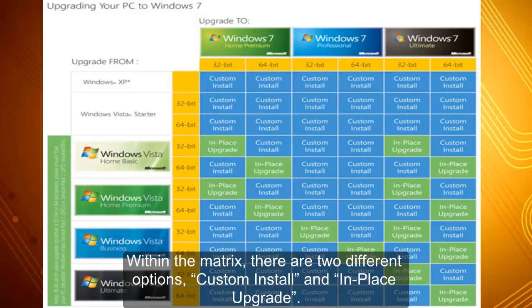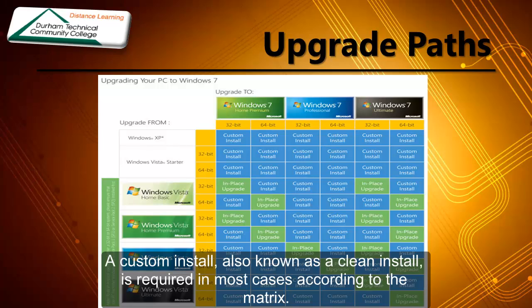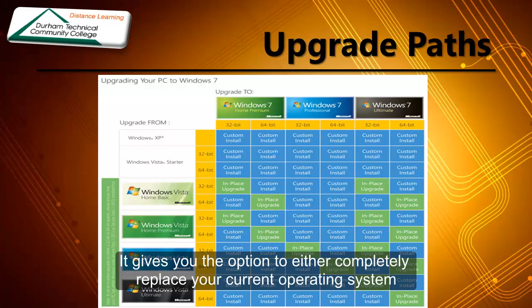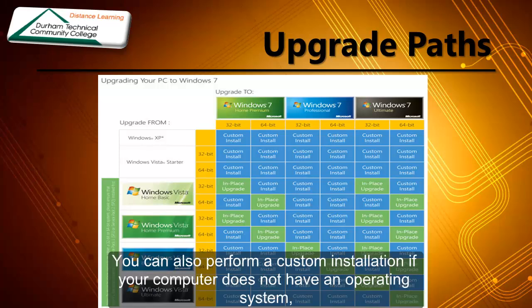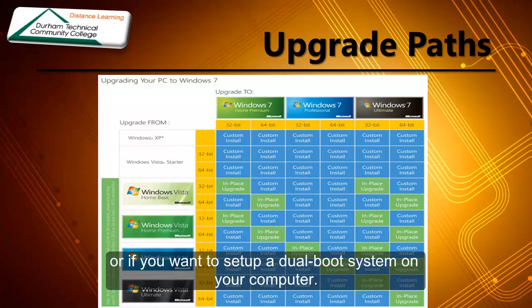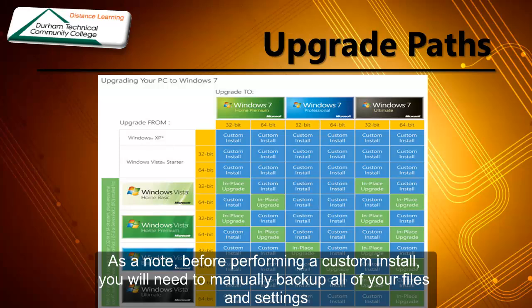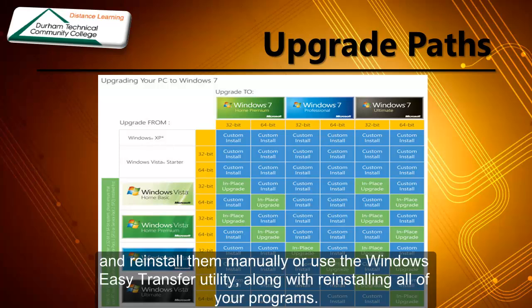Within the matrix, there are two different options, custom install and in-place upgrade. A custom install, also known as a clean install, is required in most cases according to the matrix. It gives you the option to either completely replace your current operating system or install Windows 7 on a specific drive or partition that you select. You can also perform a custom installation if your computer does not have an operating system, or if you want to set up a dual boot system on your computer. As a note, before performing a custom install, you will need to manually back up all of your files and settings and reinstall them manually, or use the Windows Easy Transfer utility, along with reinstalling all of your programs.